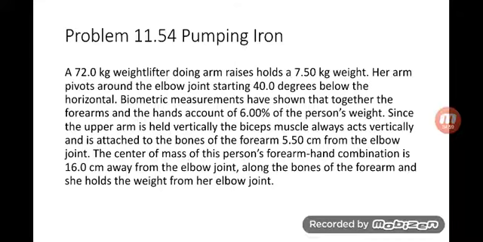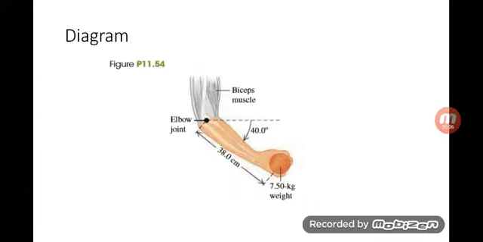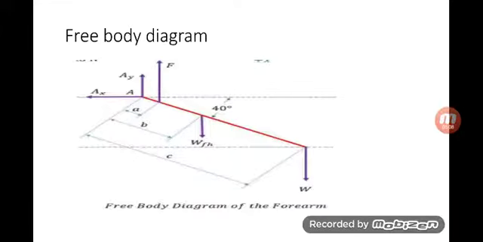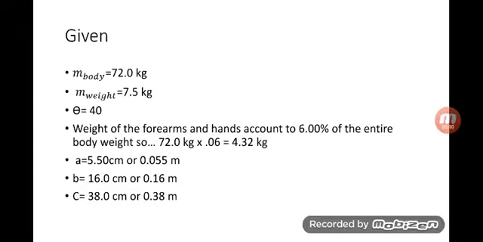and the 16.0 centimeters, which is from the elbow joint to the forearm-hand combination. Now, with all that said, the mass of the body is 72.0 kg, mass of the weight is 7.5 kg, and theta is 40 degrees. But is theta even relevant? Find out next time. We'll find out later.